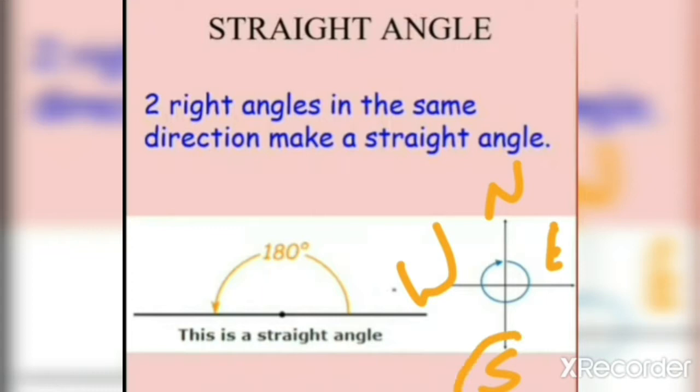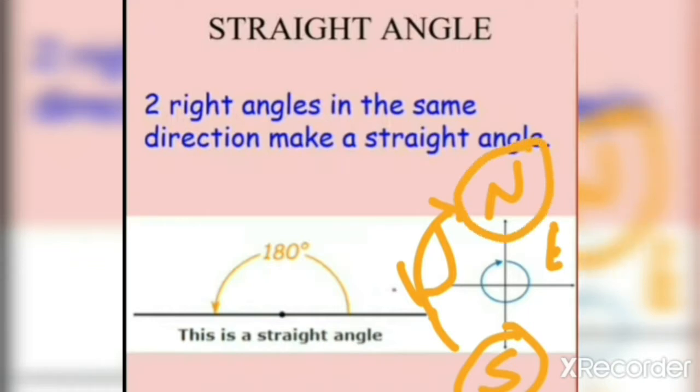Stand facing south and turn by a straight angle. That means 2 right angles, one right angle and another right angle. Which direction do you face now? You face north. To turn from south to north, you took a straight angle turn. And if I want to reach south again I have to take a straight angle turn. In this way, turning by 2 straight angles, you reach your original position.